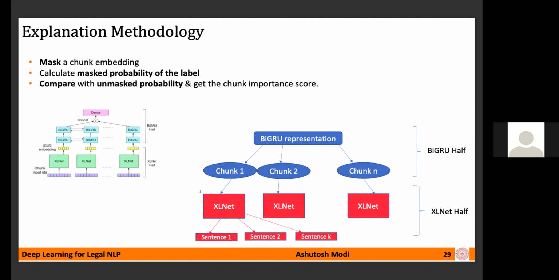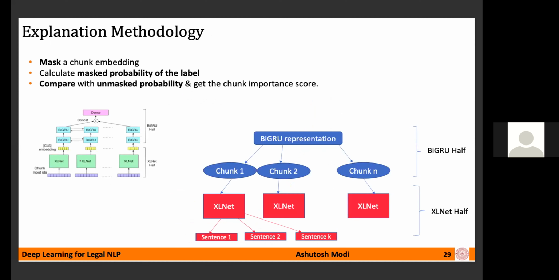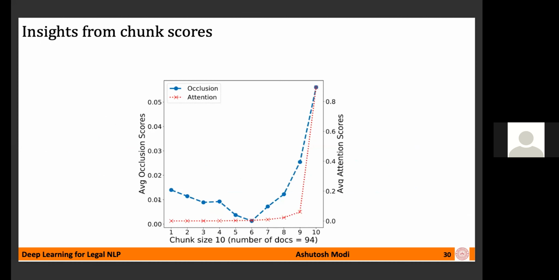Then we visualized this. We are using a transformer architecture here, and the transformer uses an attention mechanism in its different layers. So we visualize the chunk relevance scores and average them out for the documents that contain the same number of chunks. We compare the occlusion, which is the representation erasure technique I just described, with the attention coming from the transformer. As you can note, both occlusion and attention scores share a similar trend.